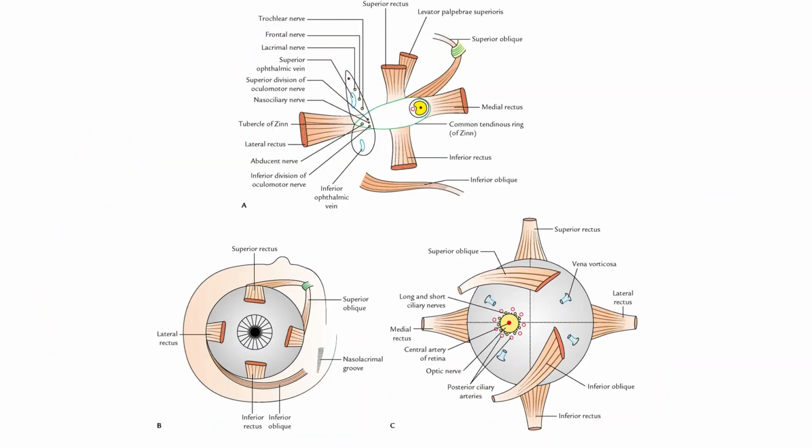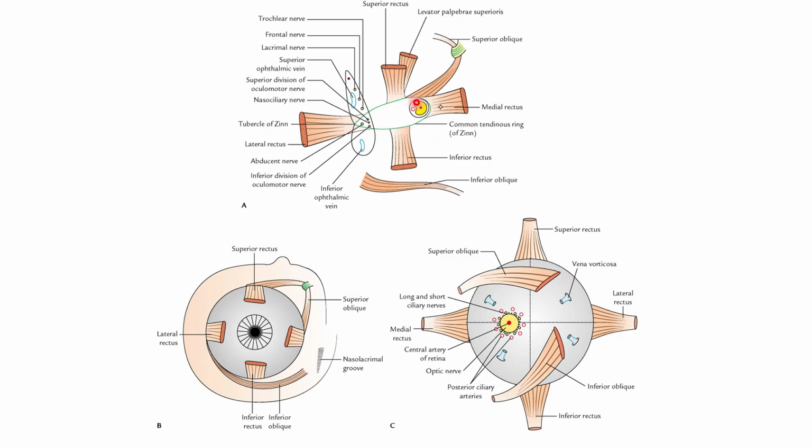This is the diagrammatic view, very easily explaining the attachments of the extraocular muscles. In this diagram, the green ring represents the common tendinous ring. As I have told, it gives origin to all the recti muscles: the medial rectus, the lateral rectus, as well as the superior and the inferior rectus, all taking origin from the common tendinous ring from the respective sides.